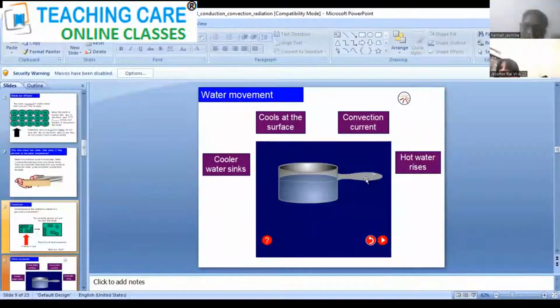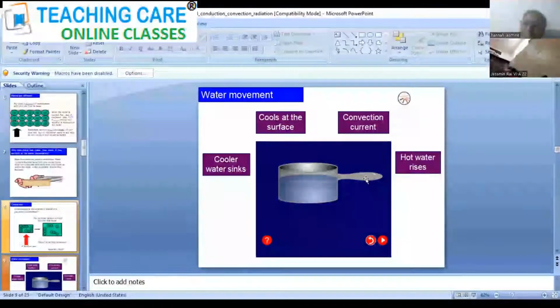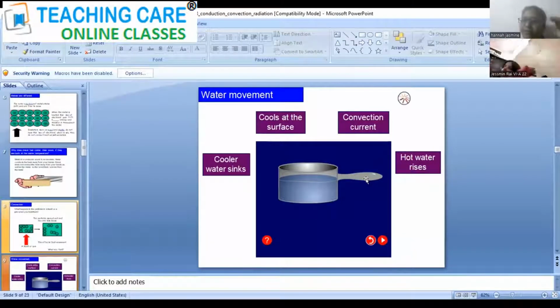This happens in your fridge. Where is the freezer compartment in your fridge? Ma'am, it's on the top. Right. Why is the freezer compartment on the top? Ma'am, I don't know. Here this principle applies. The cooler air sinks, it comes down. The hotter air rises up.